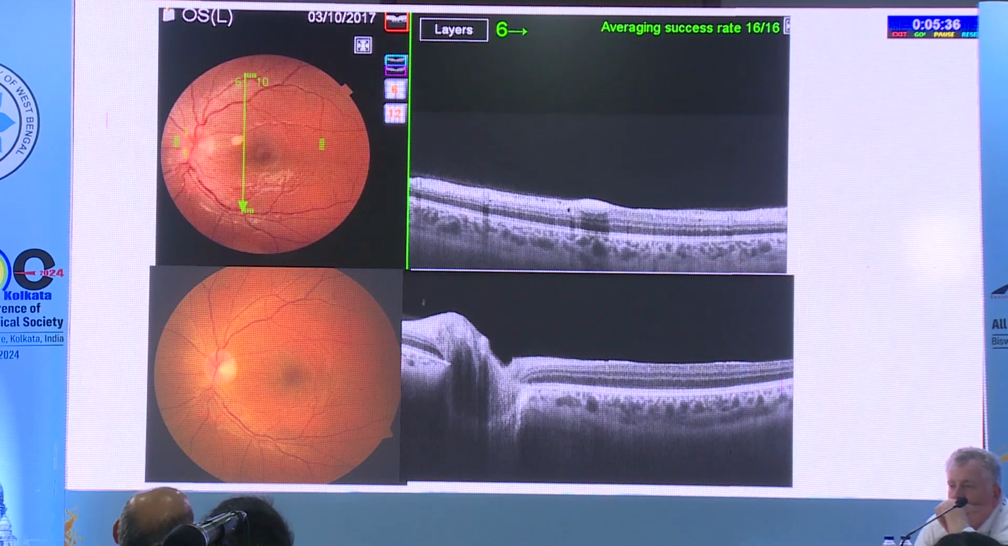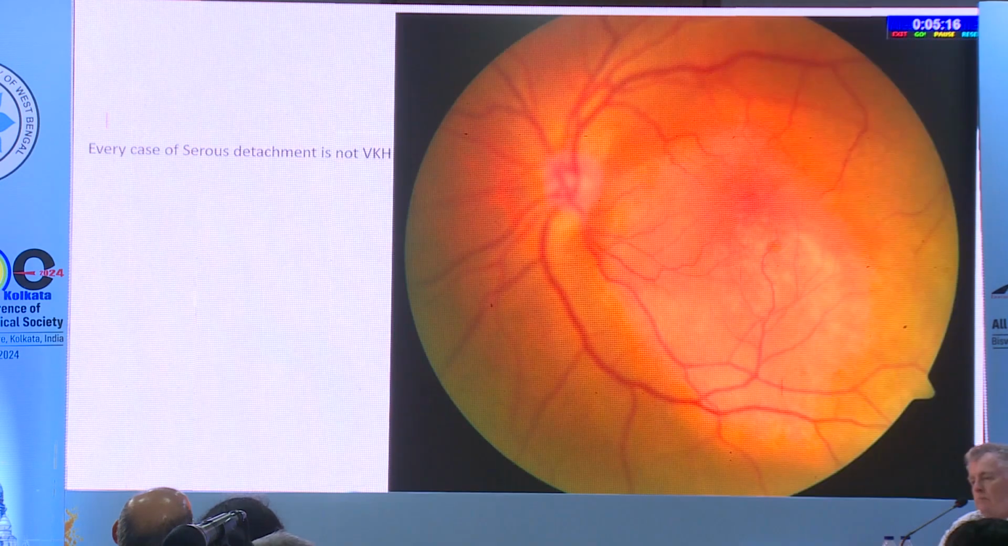So we discussed it over. He was already on itraconazole, even if it was fungal, so we did nothing except stop linezolid. And you can see the top is before stopping, when he presented. The bottom is after stopping linezolid, 2 months later.